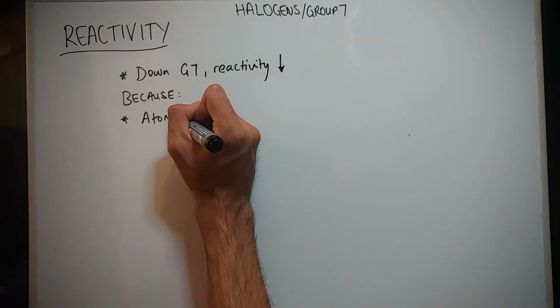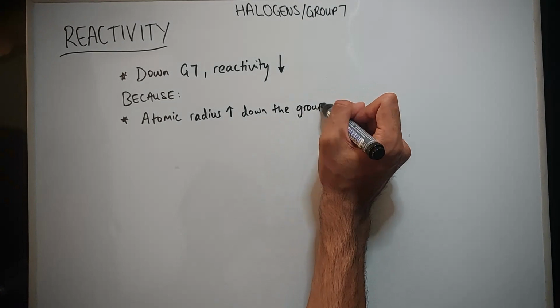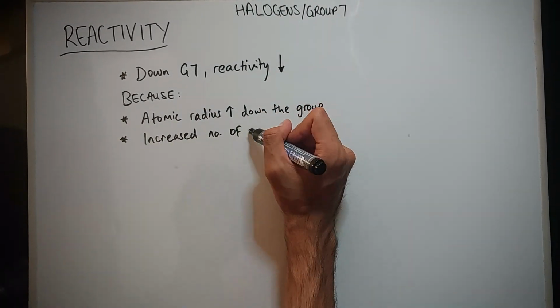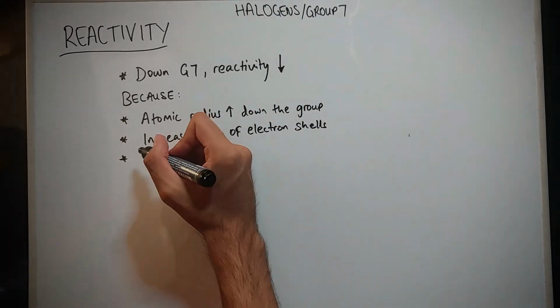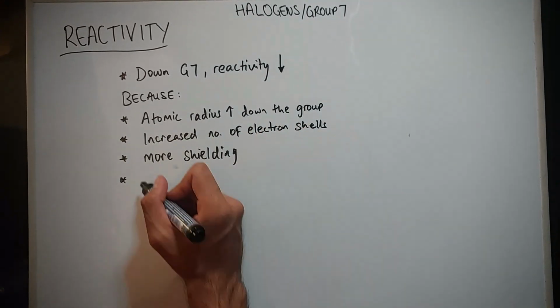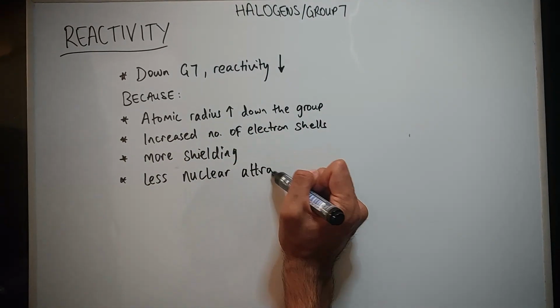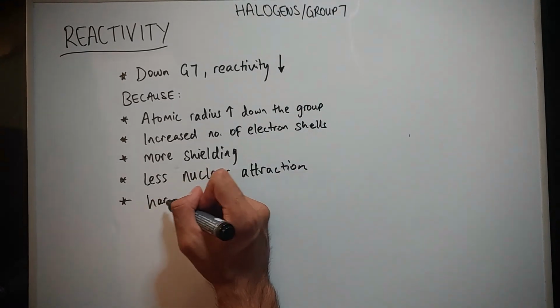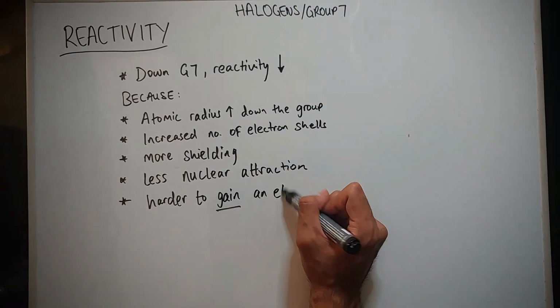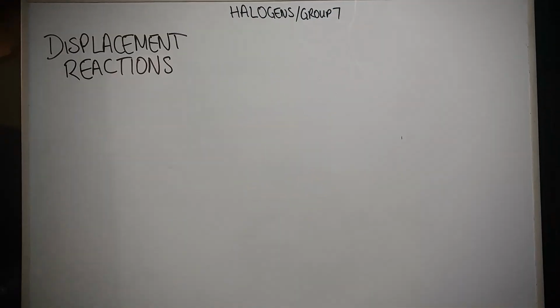As you go down the group, the atomic radius increases, the number of shells also increases. This means you have more shielding. The electron shells act as a barrier between the nucleus and the outer shell electrons. So when you have more shells, the nuclear attraction will decrease. It gets harder to gain an electron down the group.